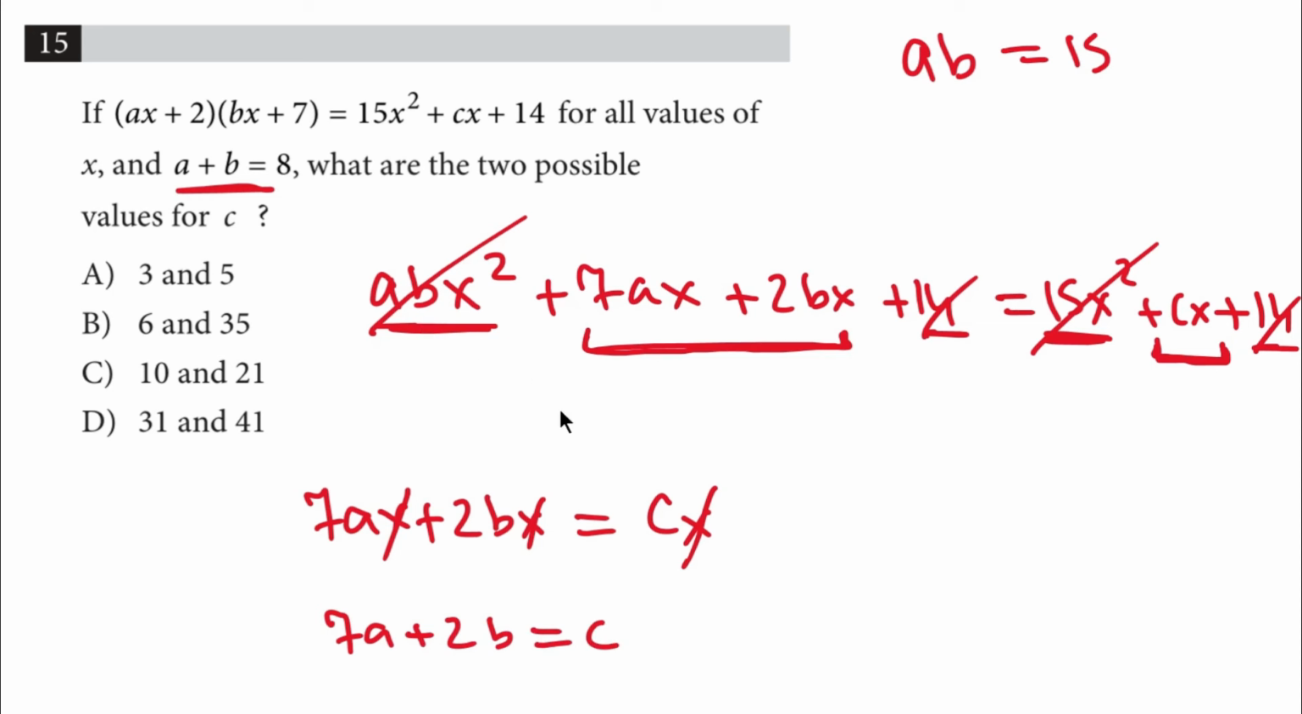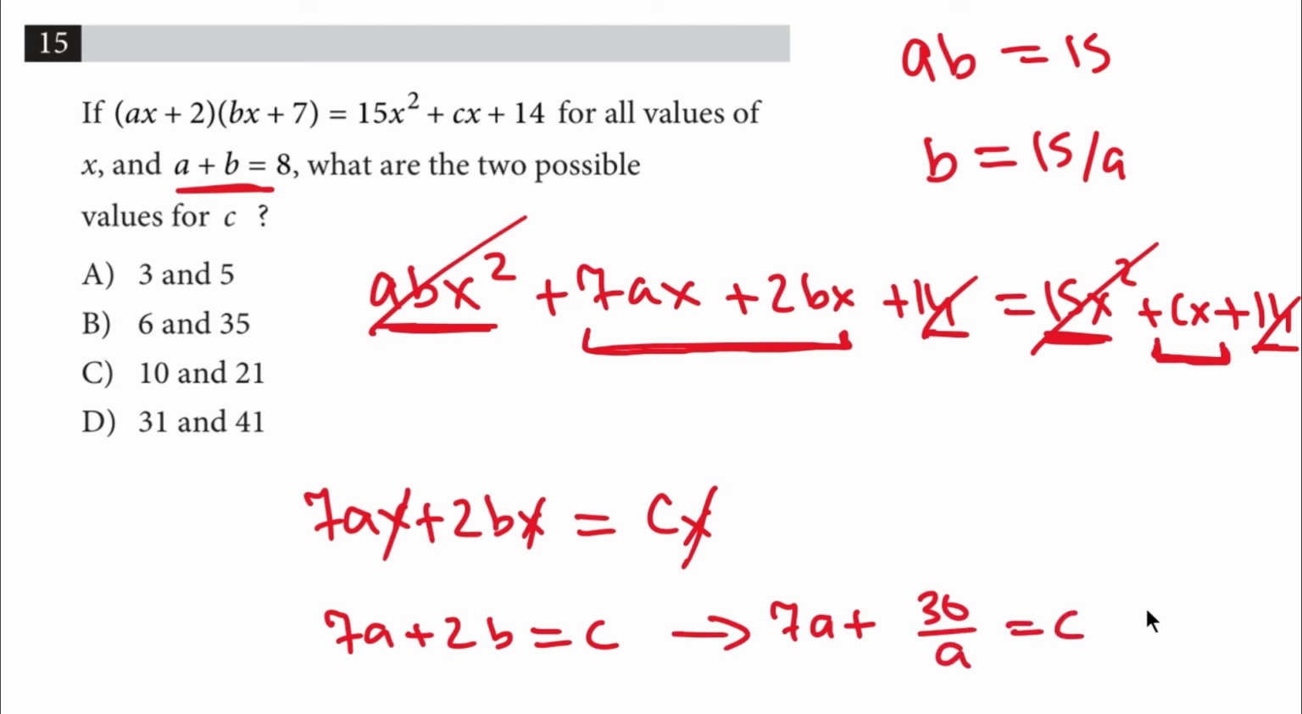Now let's move a bit further, guys. At this point, you may be confused, you may not know what to do, but let's try everything we have. We know that a times b is equal to 15, so let's say b is equal to 15 over a. Now let's plug that into here. We get 7a plus 2b, which is 2 times 15 over a, which is 30 over a, is equal to c.